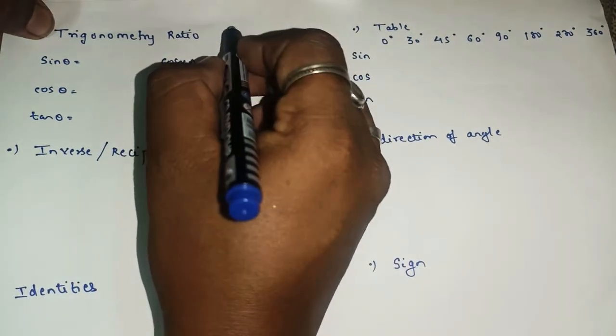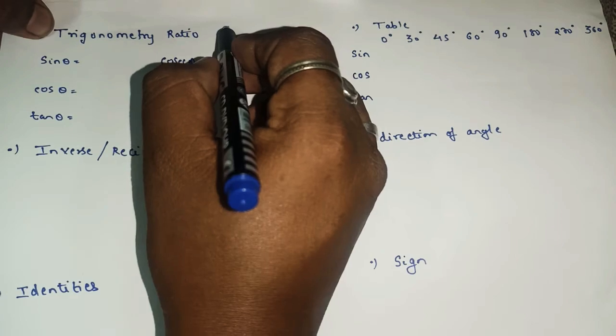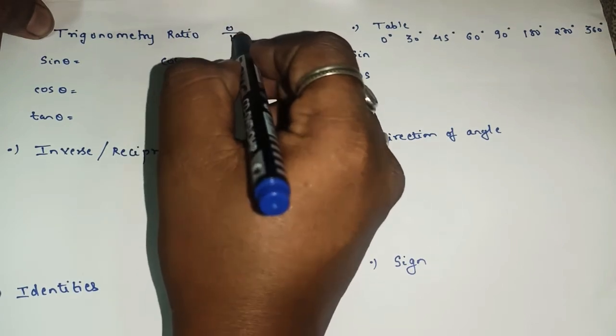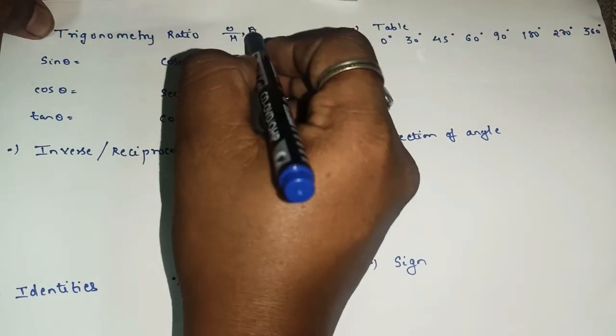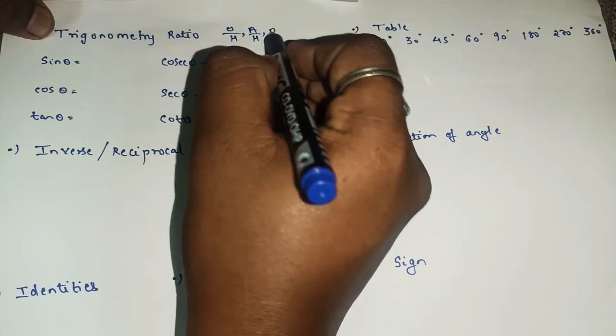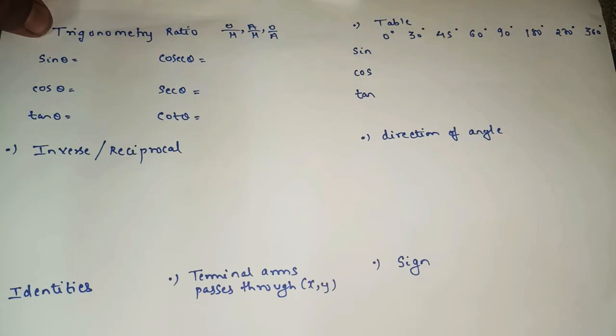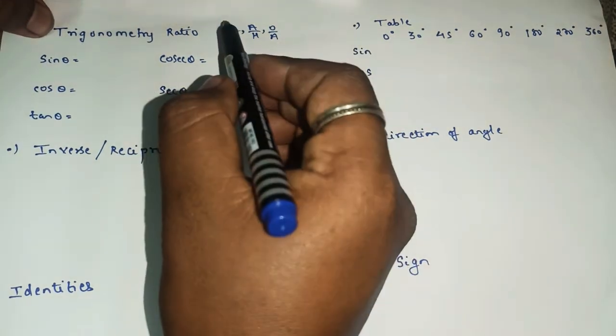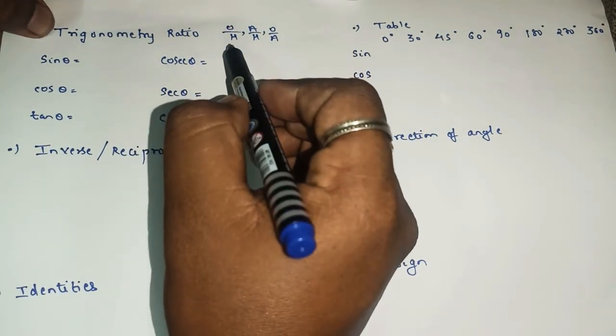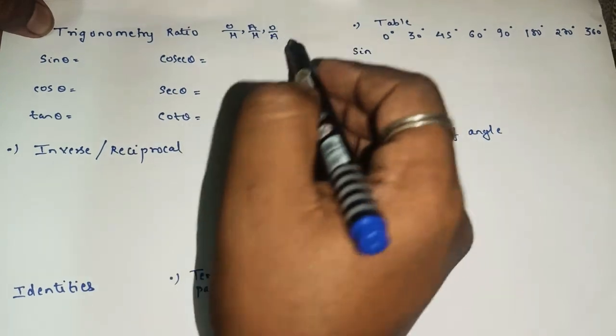So ratio means what? Numerator upon denominator. So opposite upon hypotenuse, adjacent upon hypotenuse, opposite upon adjacent. This formula is known as trigonometric ratio. So here O is opposite, H is hypotenuse, A is adjacent.